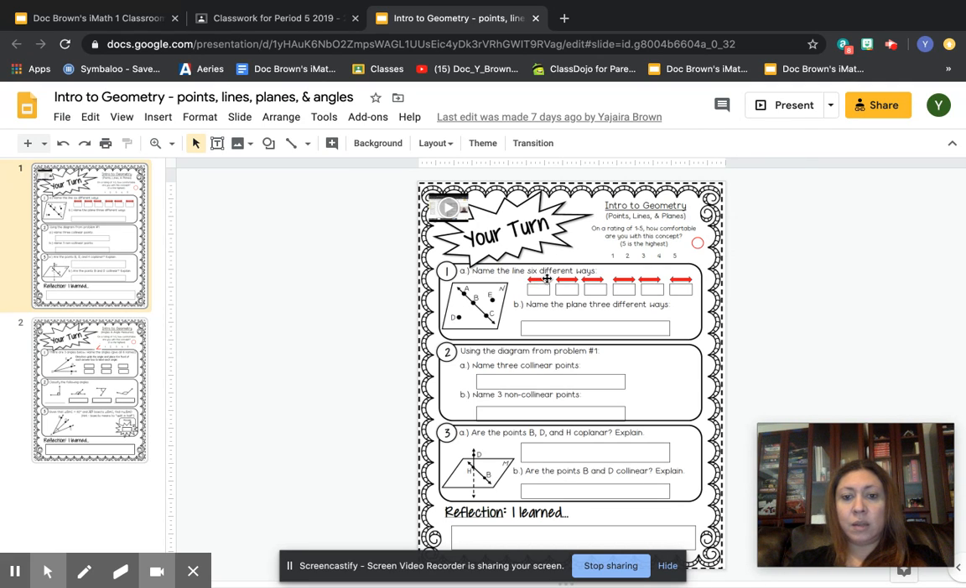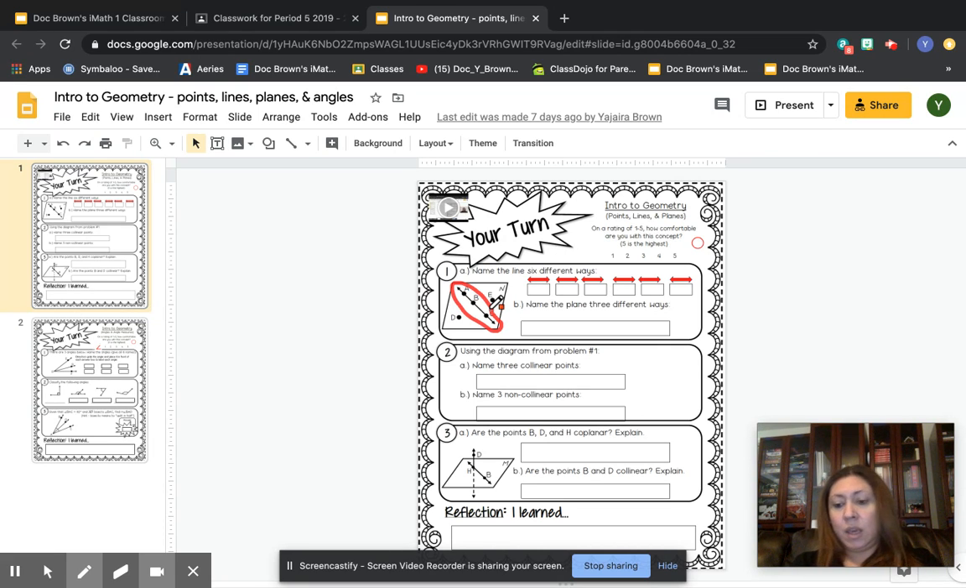Name the line 6 different ways. This guy right here is your line. All right. Now, that is what you need to name. In order to name, you guys need to use three, no, just kidding, two different letters.